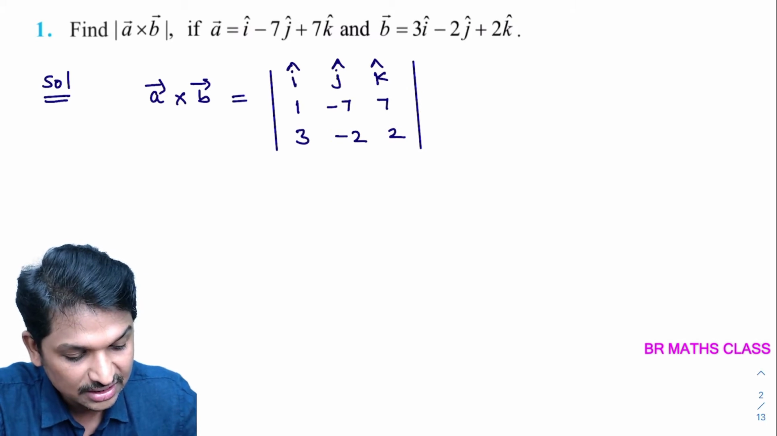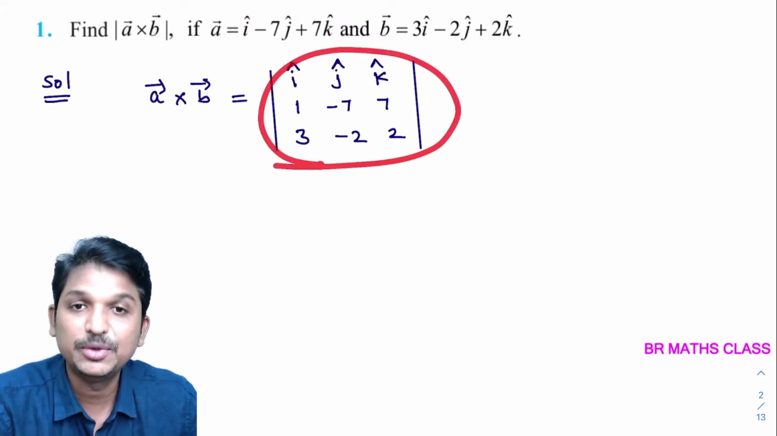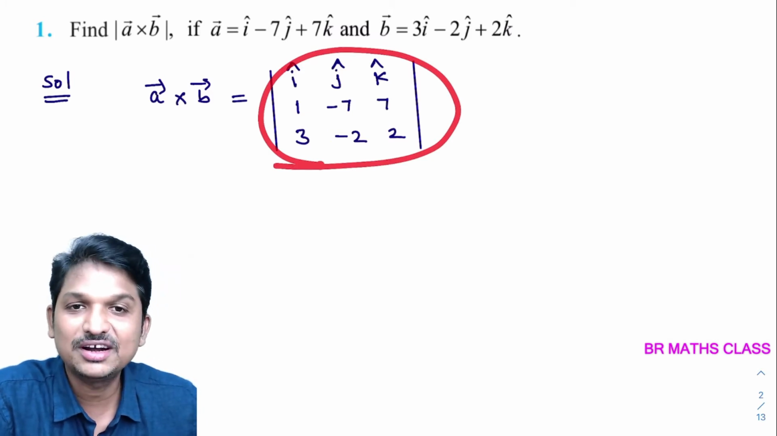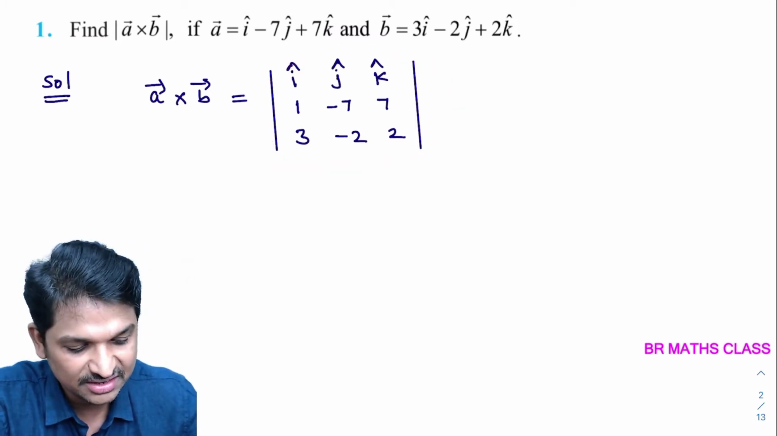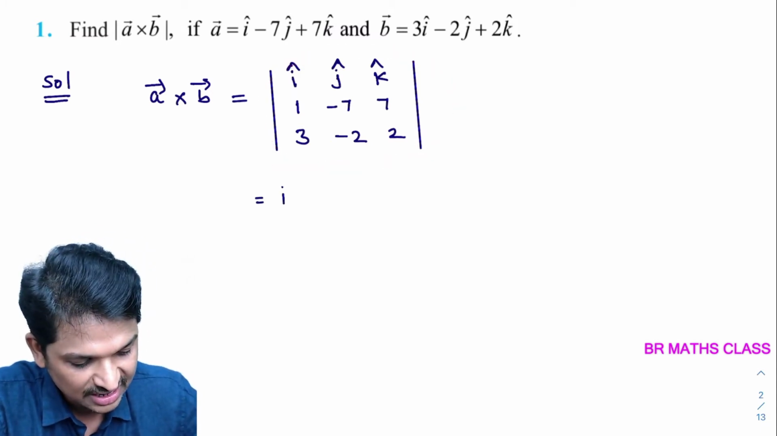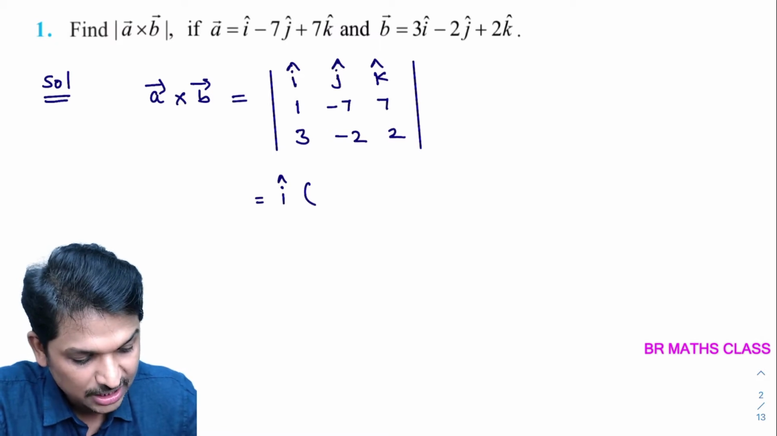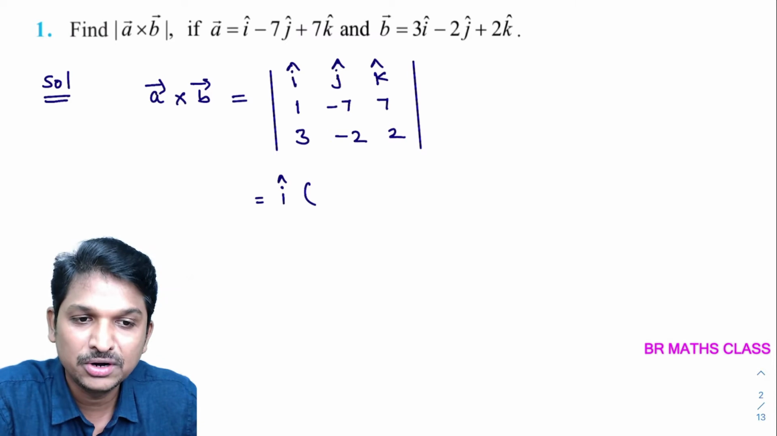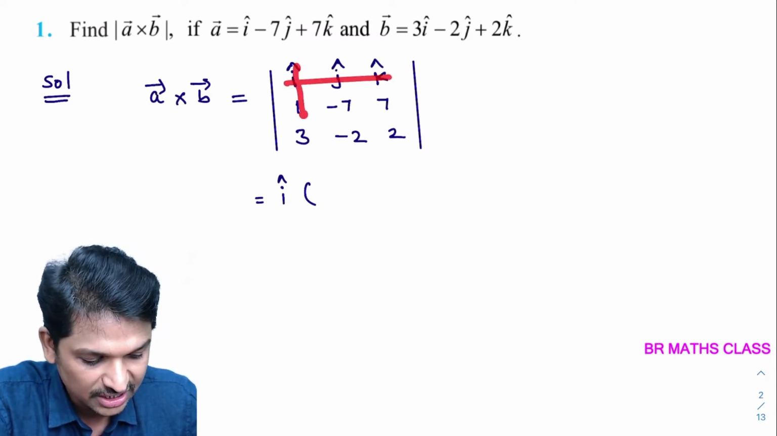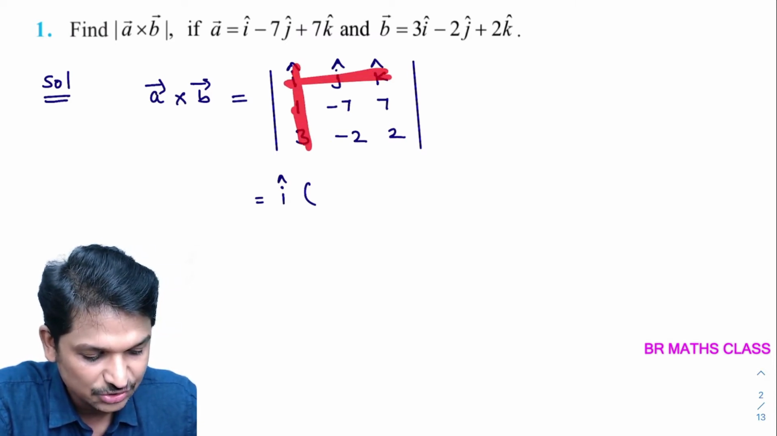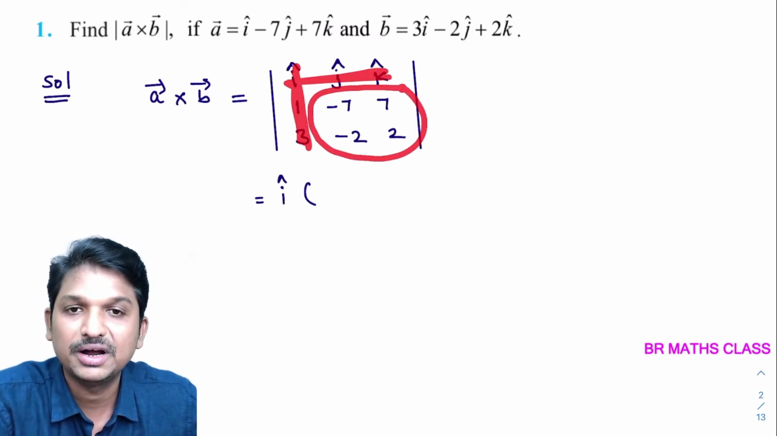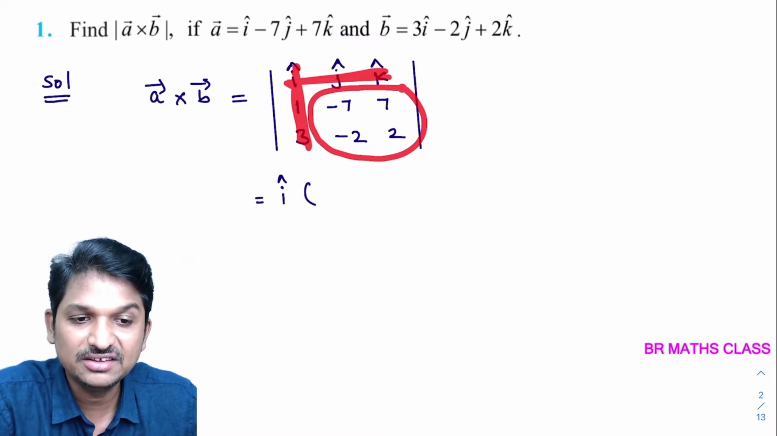Like how you expand a determinant in the maths chapter on determinants, to calculate a bar cross b bar I need to expand this determinant. First you write i cap into, now you observe, delete the row and column corresponding to i cap. You look here, i cap related, delete this row and this column. Now whatever part remains, you take the determinant of that part.